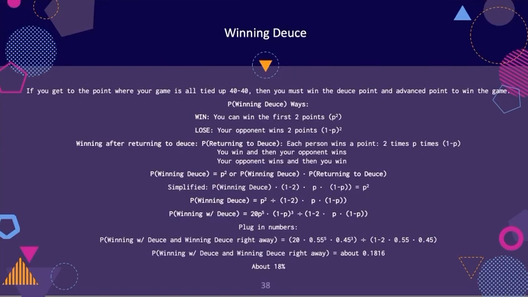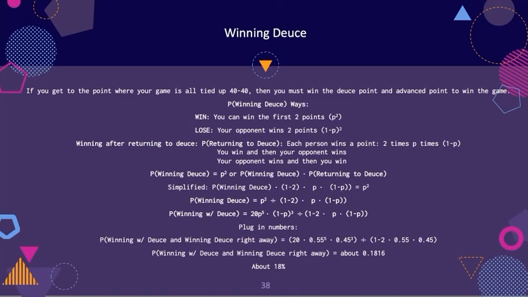Winning deuce. If you get to the point where your game's all tied at 40-40, then you must win deuce and the add point to win the game. You either win the first 2 points, which is p squared, or you lose the first 2 points, which is 1 minus p squared, which means that you lose.